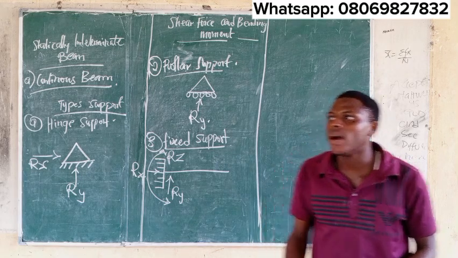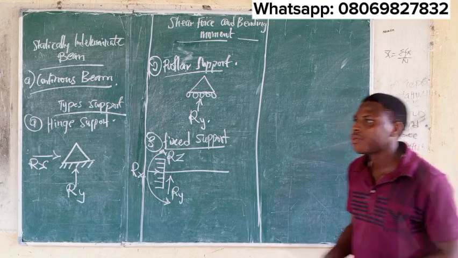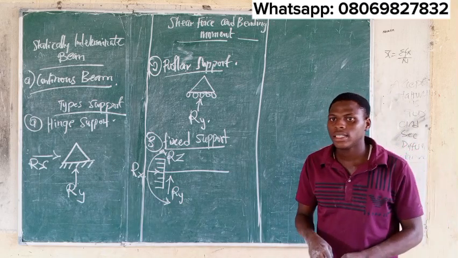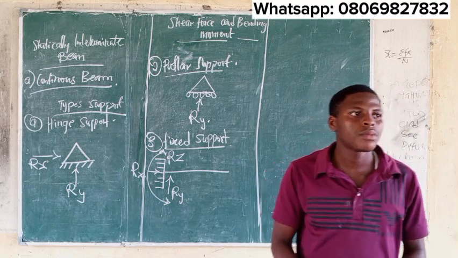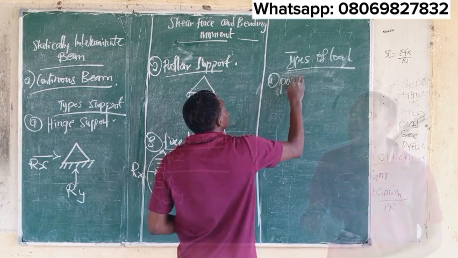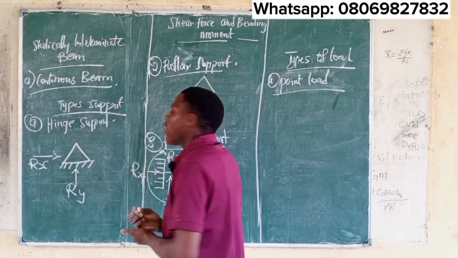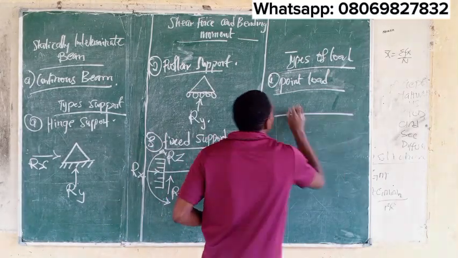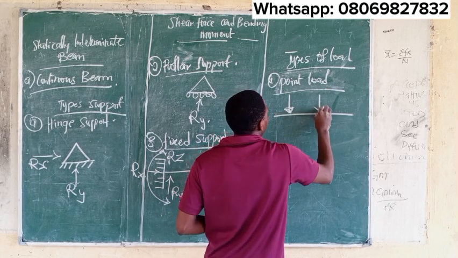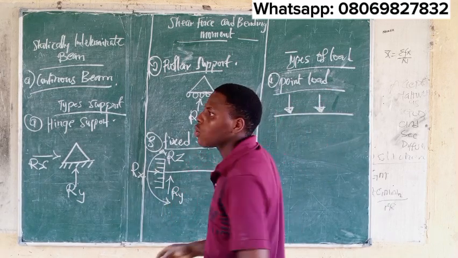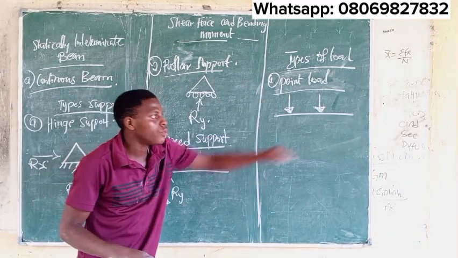Now the next thing we talk about is types of load. Basically we have three types of load. The first one is what we call point load. Now if you have a beam of this manner and we have something like this, we have another one like this, this is called your point load.